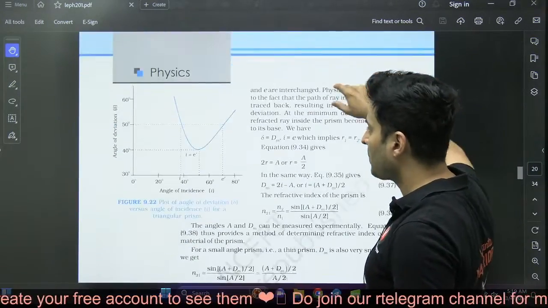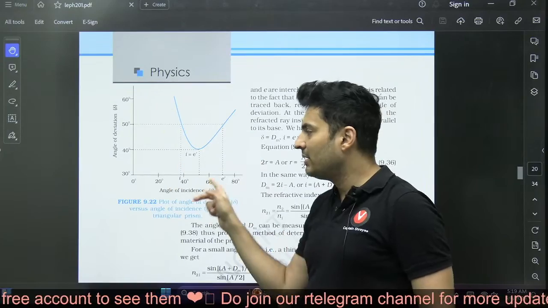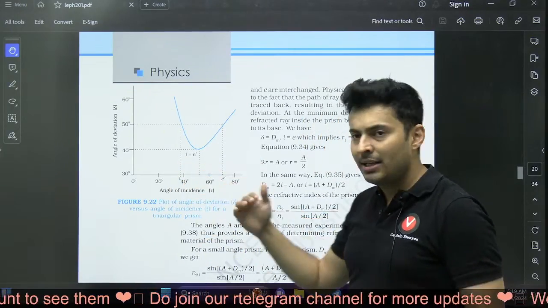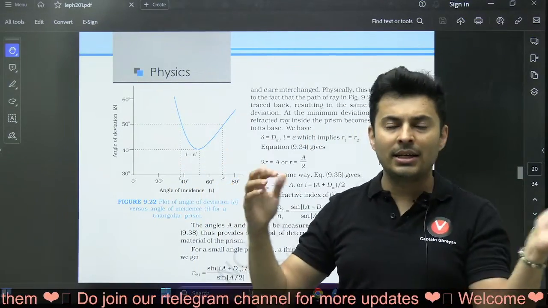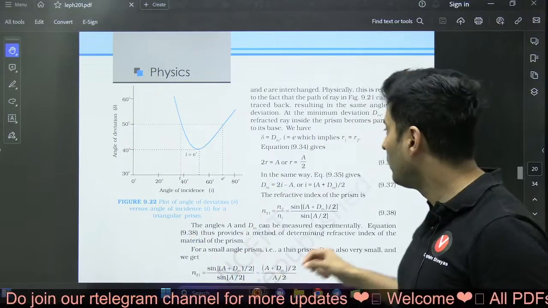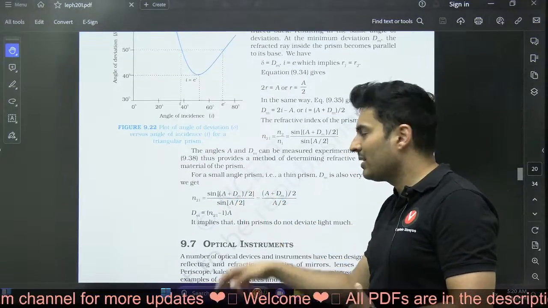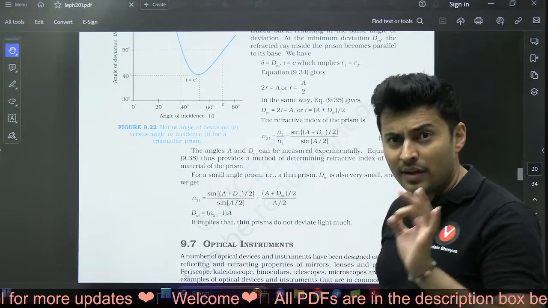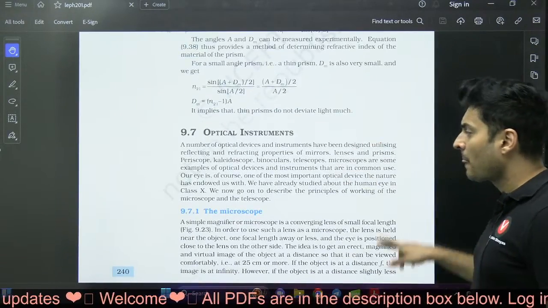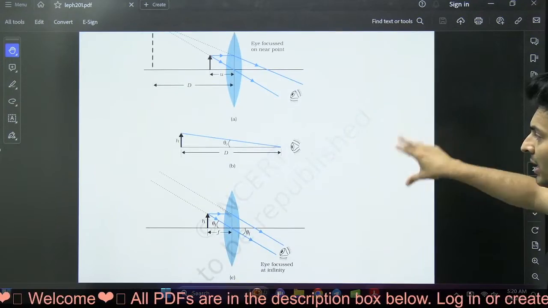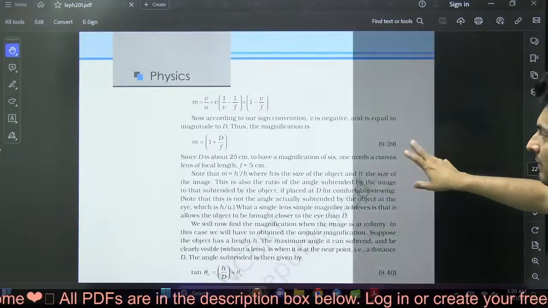You should know this. The deviation changes with incident angle. It is minimum when incident angle and the emergent angles are equal. r1 will be equal to r2, and you get the refractive index as sine of (A plus delta)/2 upon sine of A/2. That's the formula. Microscope, you should know the ray diagram and its derivation.